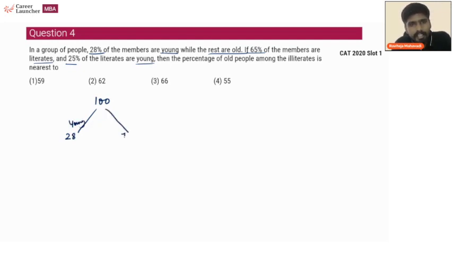That means 72 are old. Also, out of 100, how many are literate? 65 are literates. That means 35 will be illiterates.